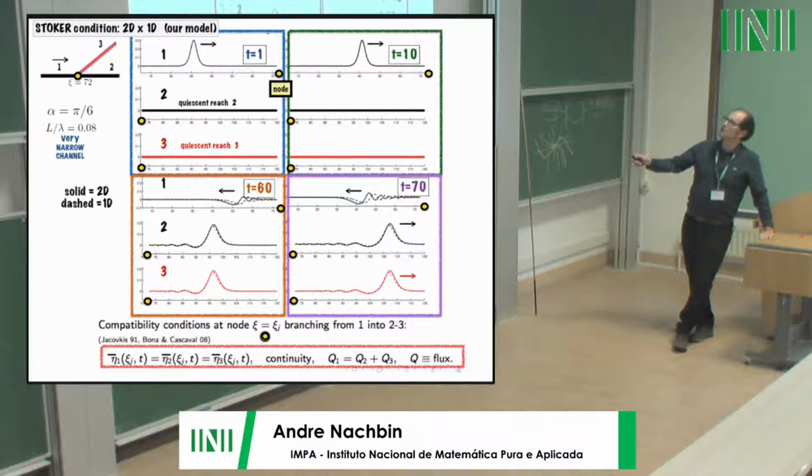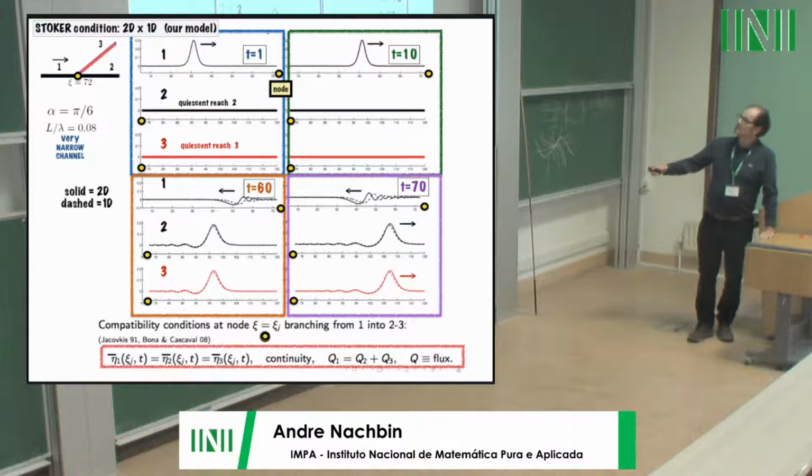Here's the solitary wave. Here's where the node is. It's getting close to the node. Nothing's happening in the other two reaches. Fine. And then here it has passed the node, so there's a wave both on reach 3 and 2, and there's a reflection coming back. And this is just at a later time.